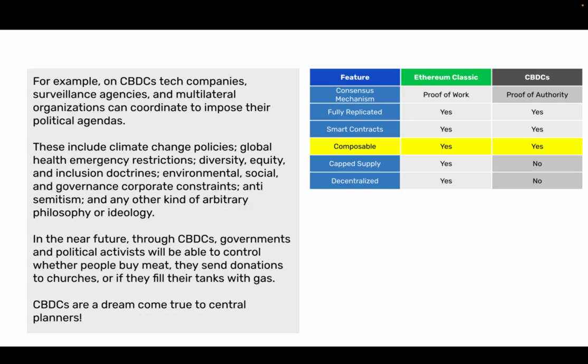For example, on CBDCs, tech companies, surveillance agencies, and multilateral organizations can coordinate to impose their political agendas. These include climate change policies, global health emergency restrictions, diversity, equity, and inclusion doctrines, environmental, social, and governance corporate constraints, anti-Semitism, and any other kind of arbitrary philosophy or ideology. In the near future, through CBDCs, governments and political activists will be able to control whether people buy meat, they send donations to churches, or if they fill their tanks with gas. CBDCs are a dream come true to central planners.